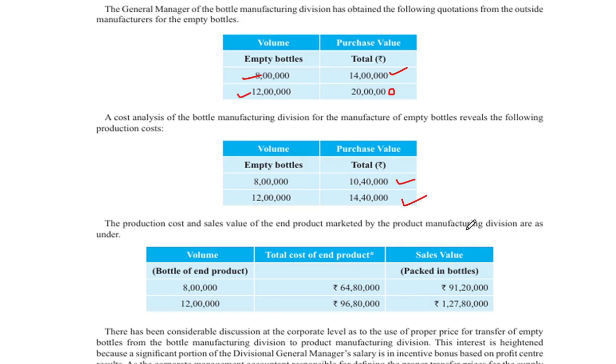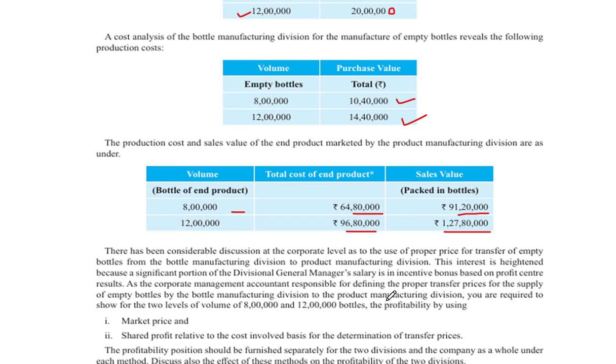The production cost and sales value of the end product, as marked by the product manufacturing division, are as given below. For 8 lakh units, product cost is 64 lakh 80,000 and sales value in a packed bottle is 91 lakh 20,000. For 12 lakh units, cost will be 96 lakh 80,000 and sales value will be 1 crore 27 lakh 80,000.